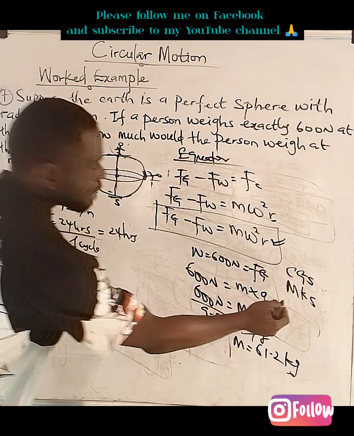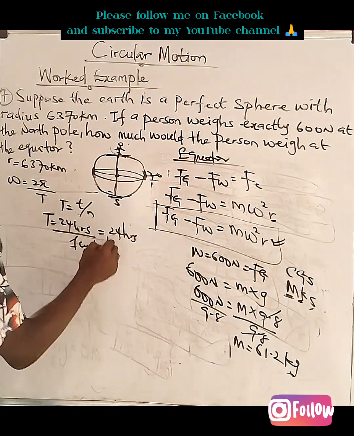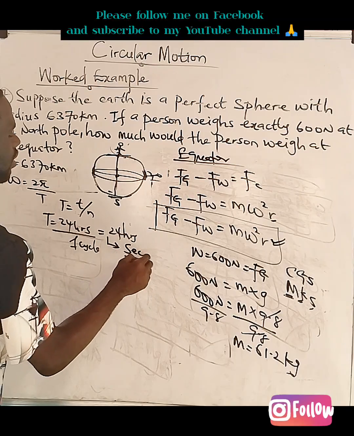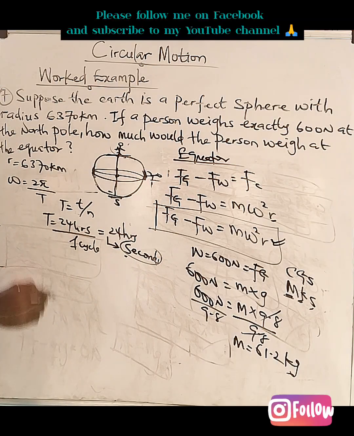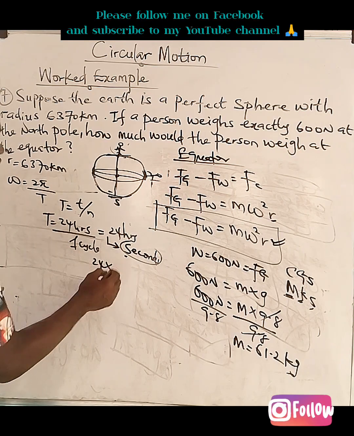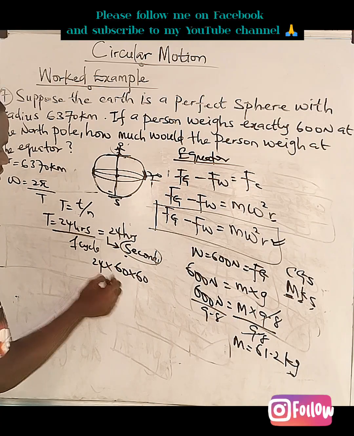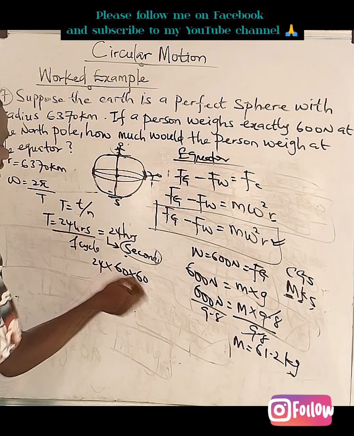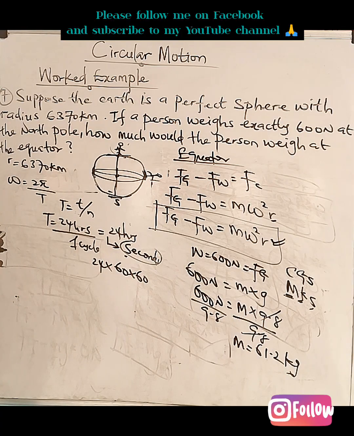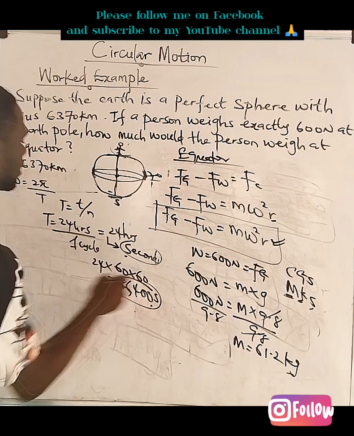Since we're working in the MKS system, meters, kilograms, and seconds, we're going to convert this 24 hours to seconds. How do we convert 24 hours to seconds? 60 seconds make 1 minute, 60 minutes make 1 hour, 24 hours make a day. So it simply means you're going to multiply 24 times 60 times 60, which is 24 times 3,600. That'll give us 86,400 seconds. That's 24 hours in seconds.